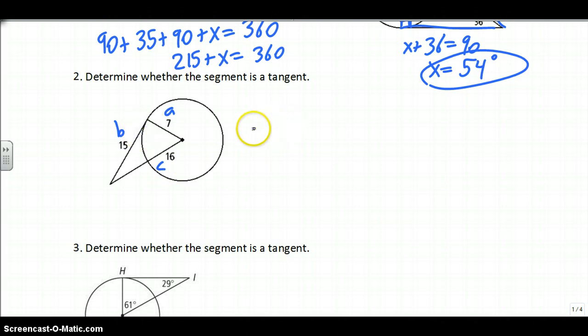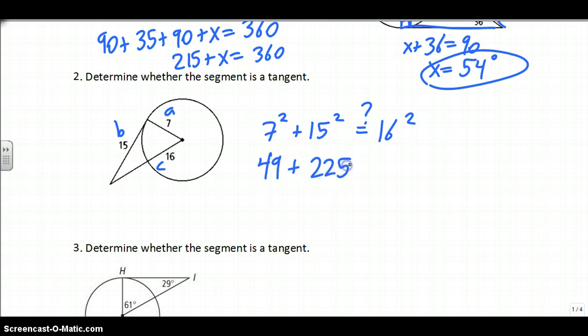So let's see. Literally, c, remember, c is always the longest side. So we have 7 squared plus 15 squared. And I'm going to put an equal sign with a question mark because we're not sure if it exactly equals 16 squared or not. 7 squared is 49. 15 squared is 225. And 16 squared is 256. Well, 49 plus 225 happens to equal 274.